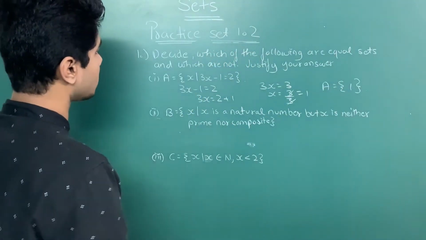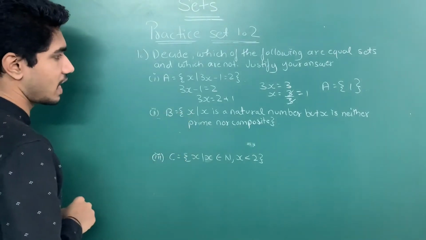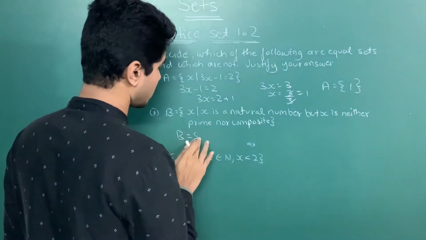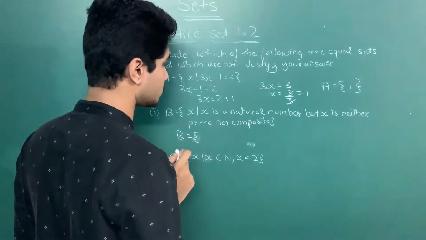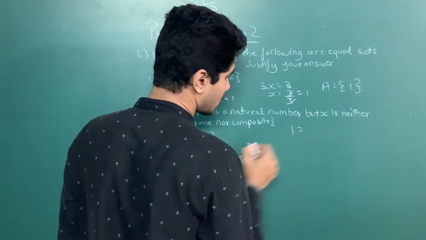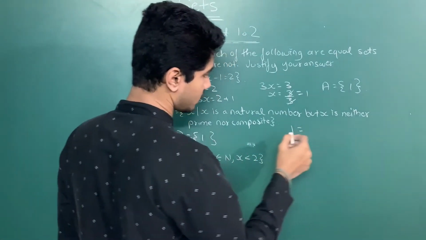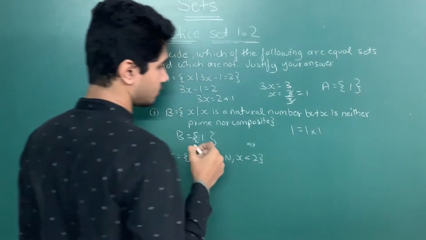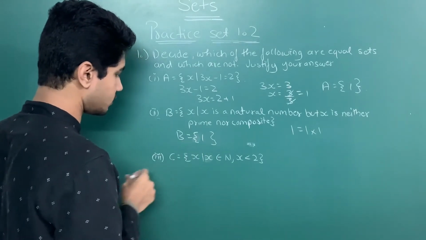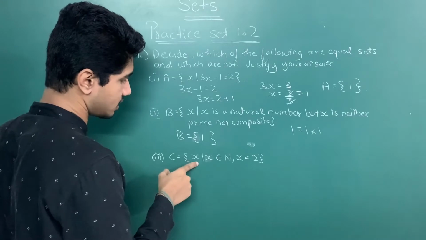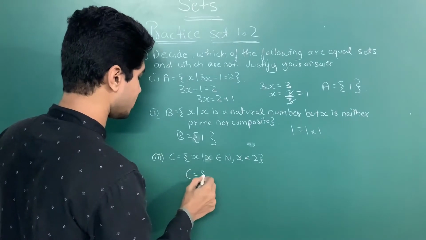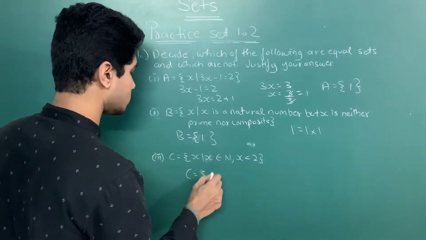Question 2. B is a set of x such that x is a natural number but x is neither prime nor composite. When we were doing types of numbers, I gave an explanation about neither prime nor composite, that is the number 1. 1 is a type of number whose only factor is itself. So therefore the number which is neither prime nor composite is 1. In case of C, C is a set of x such that x belongs to natural numbers and x is less than 2. So we know the natural number which is less than 2 is 1.